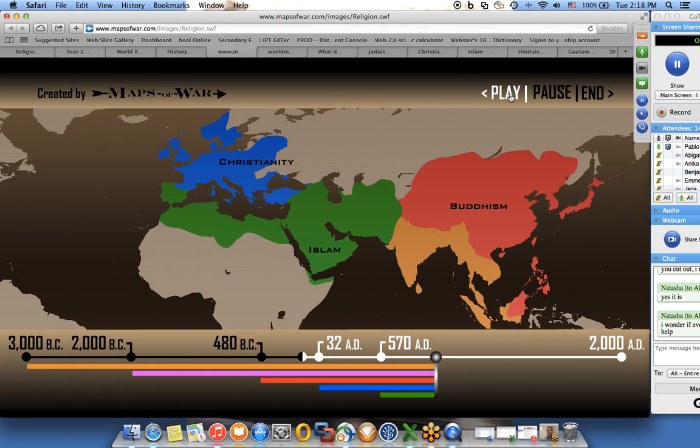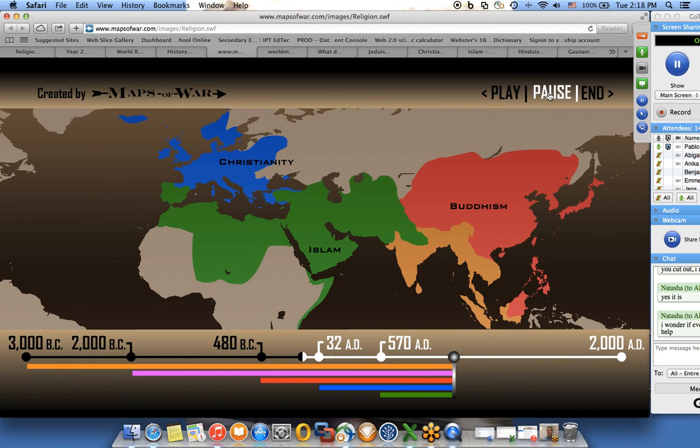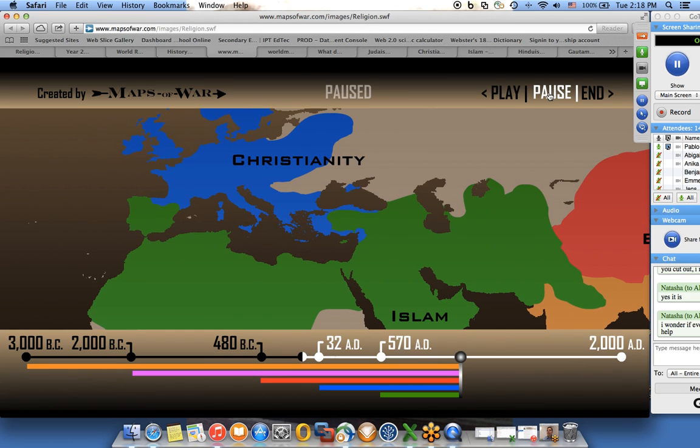You see the expansion of both Christianity, Islam, okay, and Buddhism. Now we are going to see again the expansion of Islam here into the area of Turkey. Before this time, all this area was Christian under the Byzantine Empire. All right, when the Turks came in, they were converted to Islam and they started conquering this part too.